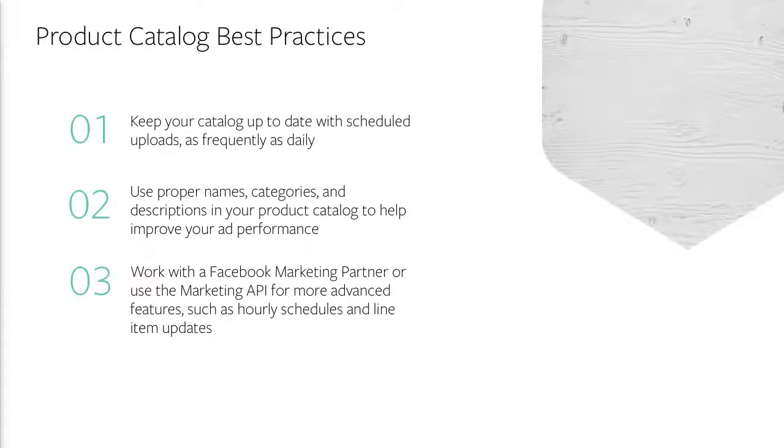The third best practice is to make sure that you work with a Facebook marketing partner or use the marketing API if you need more advanced features than can be found in the Facebook Business Manager. Using the Facebook marketing API or through a Facebook marketing partner, you can do advanced things such as set minute or hourly scheduling, and you can even do line item updates so that items can be updated in real time as they go in and out of stock or prices change.